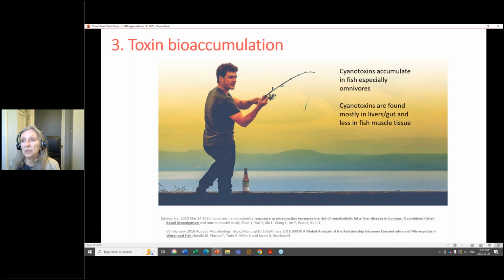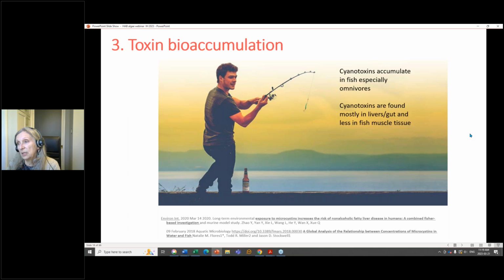Initially, we had hoped that cyanotoxins did not bioaccumulate, where at every step in the food chain the dose increases. In fact, they do. Fish have a short lifespan, so they're unlikely to be killed by a cyanotoxin, but it can affect the consumers. Cyanotoxins accumulate in fish, especially the omnivores, and they're found mostly in the livers and guts, and less so in fish muscle tissue. Well, that's good news for humans, but not so good for animals that consume and rely on fish.